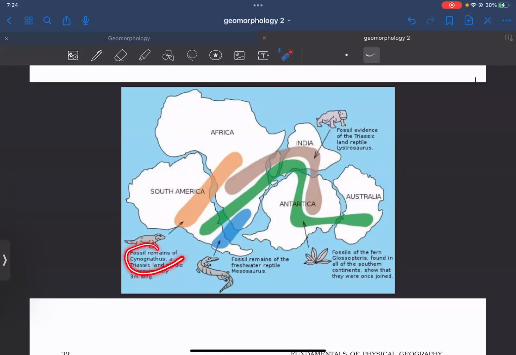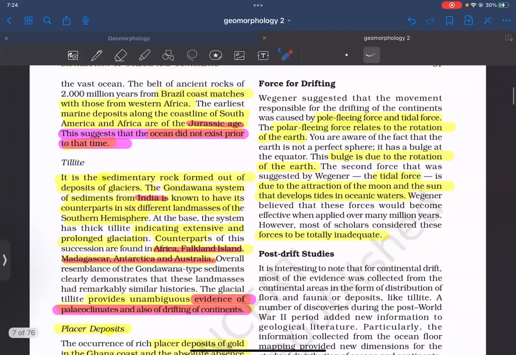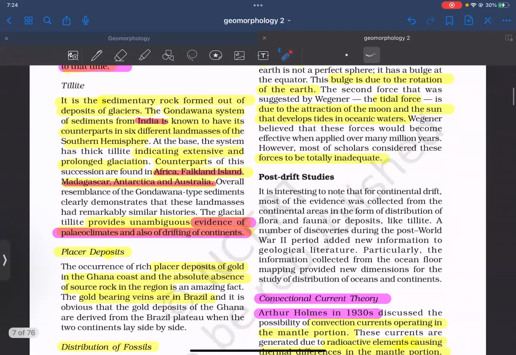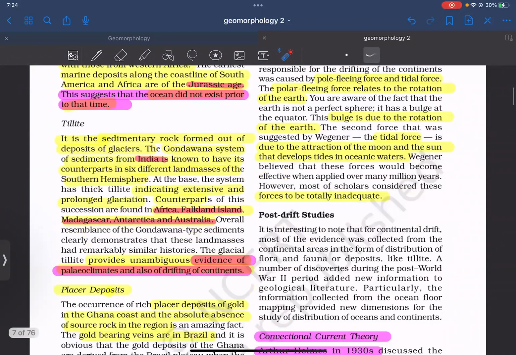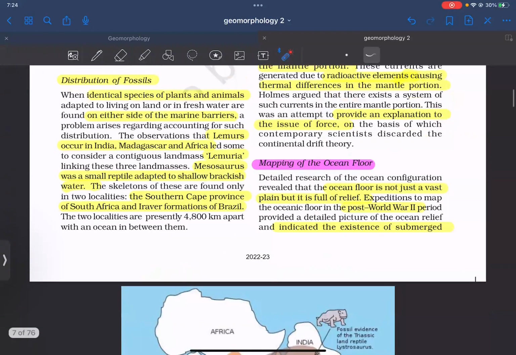Then Cynognathus, South America and Africa. See, even if you are not able to remember all the examples, just remember 2 examples which are given in the NCERT. Lemurs are found across India, Madagascar, and Africa, these 3 regions, and South America and Africa, you have Mesosaurus. These 2 examples you have to remember.